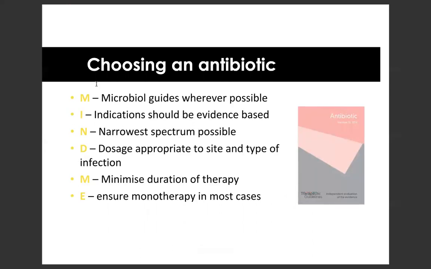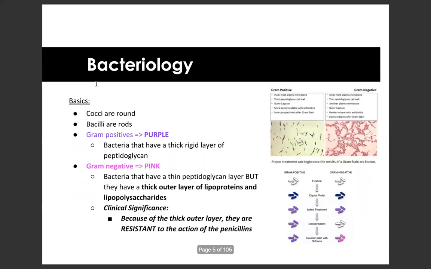So general principles of choosing antibiotics. They probably won't test you on this, but it's good to know as background. In terms of a good reference to find out the best antibiotic treatment, I would recommend eTG because it's Australian based. In terms of basic principles that I'm sure you already know, cocci are round, bacilli are rods, gram positives are purple, and gram negatives are pink. And this is clinically important because that determines what type of antibiotics we can use. In general, penicillins are not effective against gram negatives.